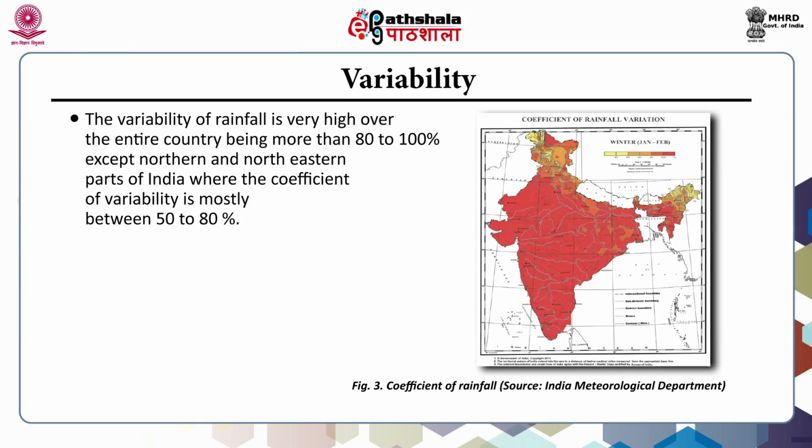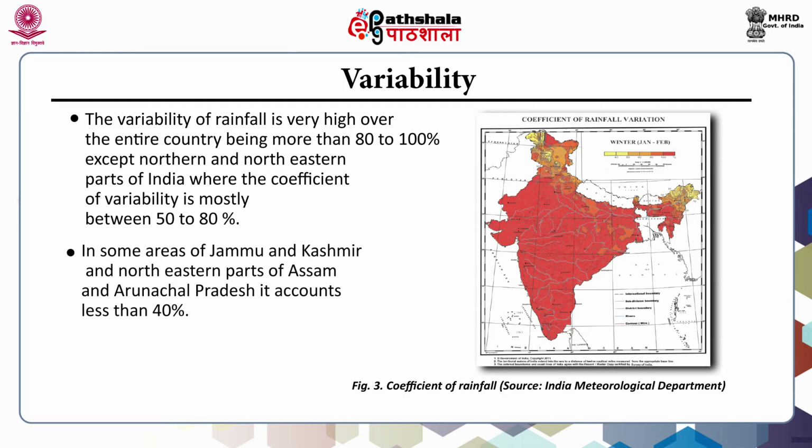The variability of rainfall is very high over the entire country, being more than 80 to 100%, except the northern and northeastern parts of India. The coefficient of variability in these regions is mostly between 50 to 80%. In some areas of Jammu and Kashmir and northeastern parts of Assam and Arunachal Pradesh, it is less than 40%.